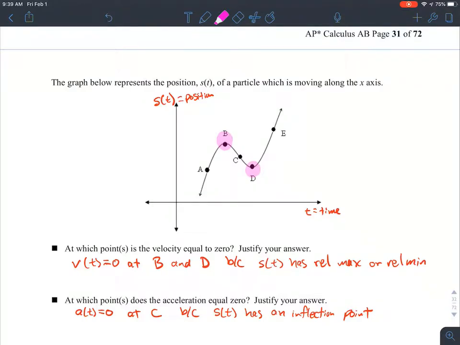The velocity is 0 when the original function has relative maxes and mins. Another way to say it, the velocity is 0 when the slope of the tangent line is 0. So the velocity of t is 0 at points B and D because s of t has relative mins or maxes. You could have also said because the slope of the tangent line is 0.